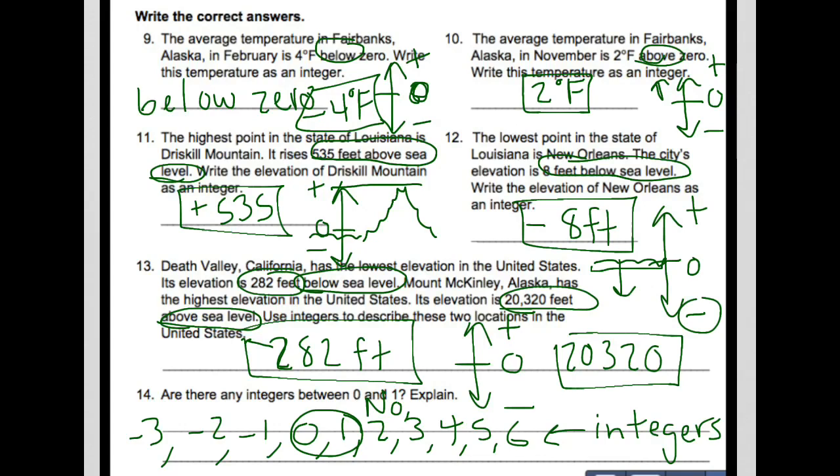No. Integers are whole numbers. So the answer is no, because integers are whole numbers. There's not going to be any decimals or fractions in between 0 and 1.